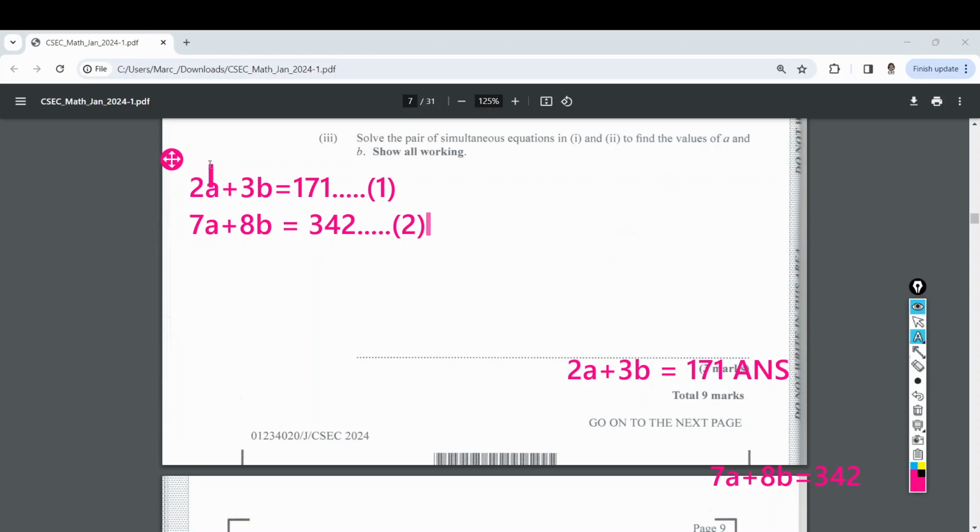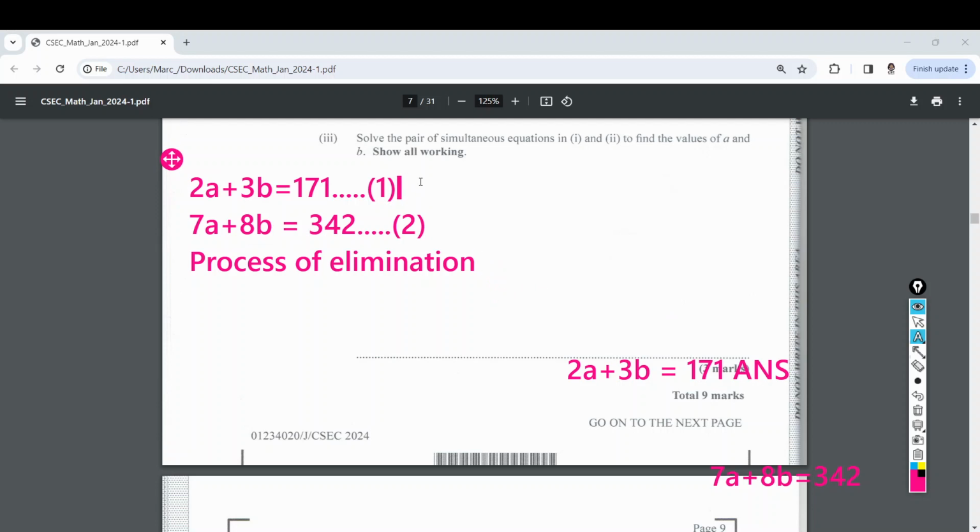All right, so that's pretty much it. And what we need to do now, guys, we need to find A and B, right? And I'm actually going to use a process of elimination to do this. Elimination. That's the one I want to use. There's substitution and elimination for simultaneous equations, guys. I prefer to use elimination.